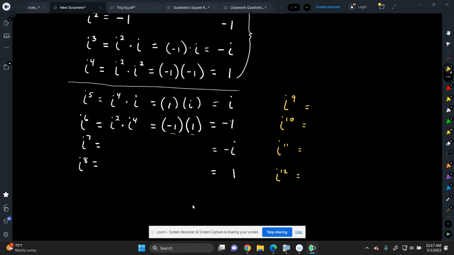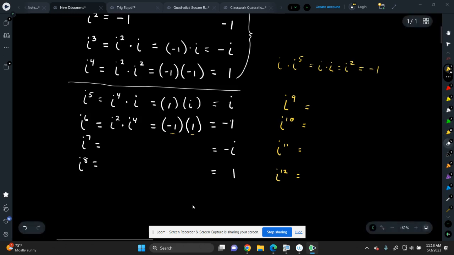Could it be different though? Like, you can't do I times I to the 5th. Yes, you could, but it will come out the same answer. Because if I did I times I to the 5th, that's I, and I to the 5th is I, which is I squared, and I squared is negative 1. So it doesn't matter.